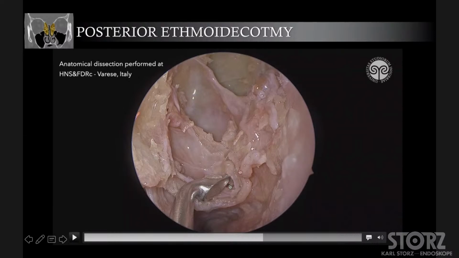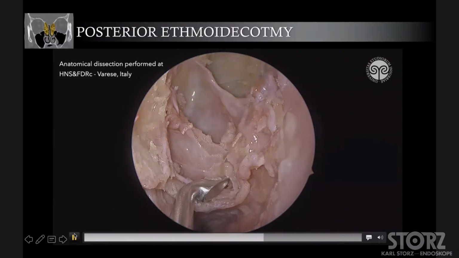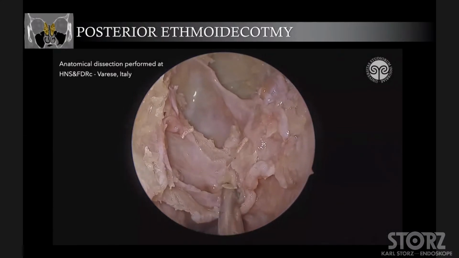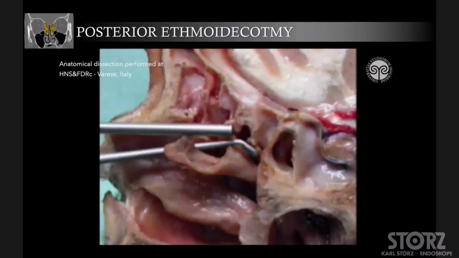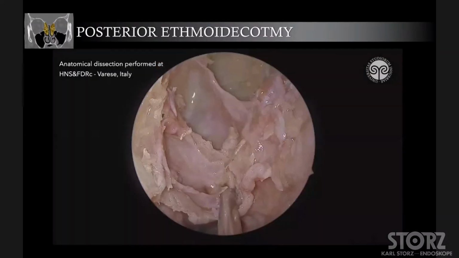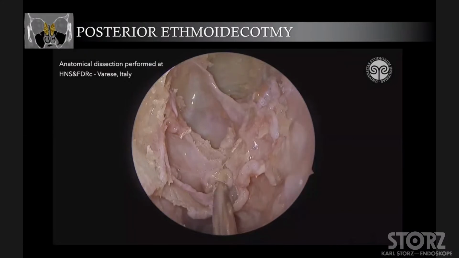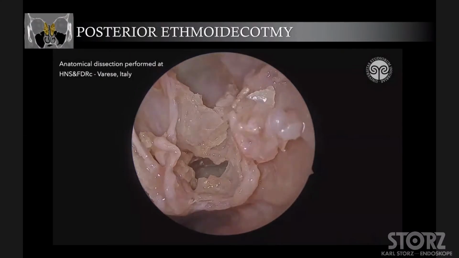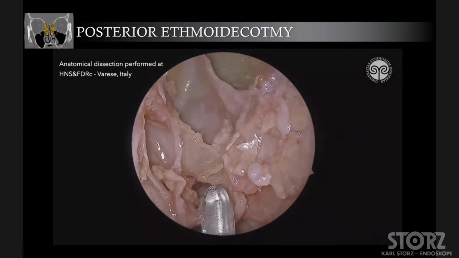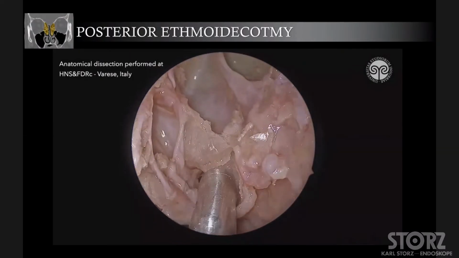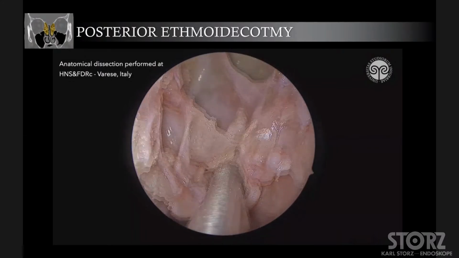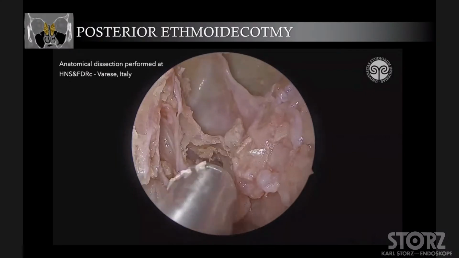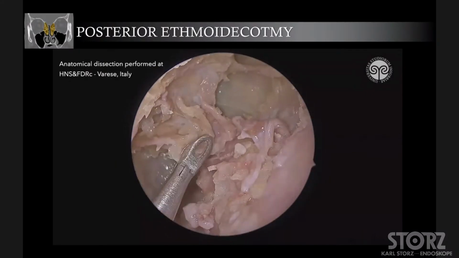At that level, you can enter the second portion, and after that, we have to look for the tail of the superior turbinate. You see, we are transpassing the second portion of the middle turbinate in order to reach the posterior ethmoid. Once the posterior ethmoid has been reached, we can clean completely this area.